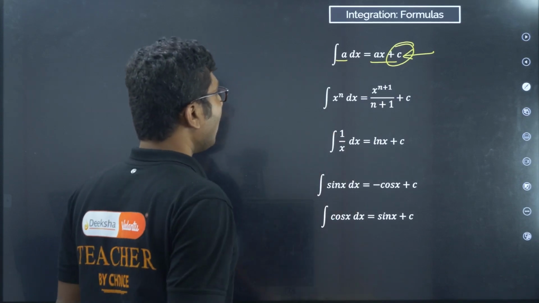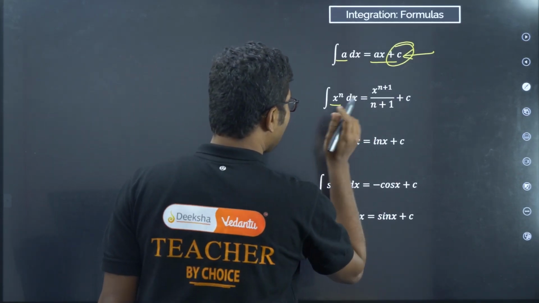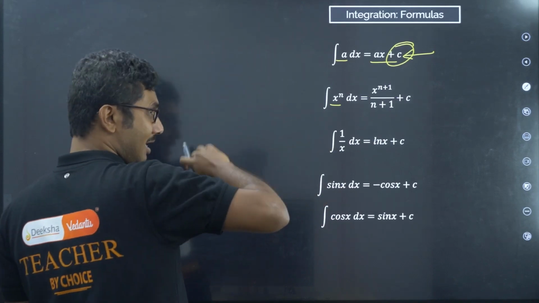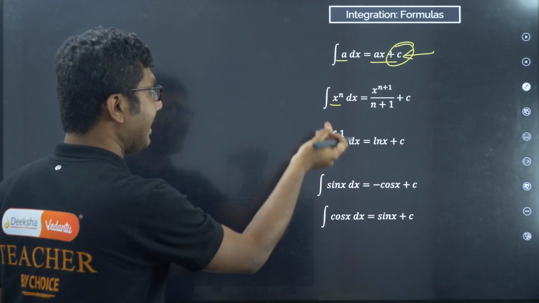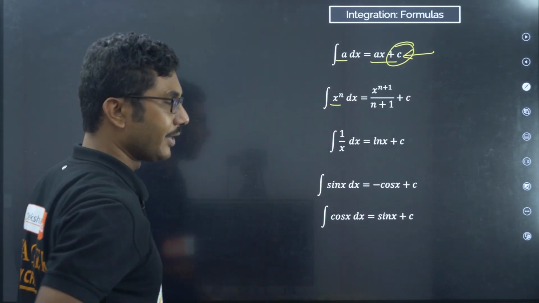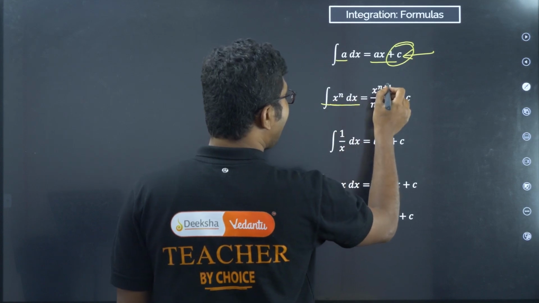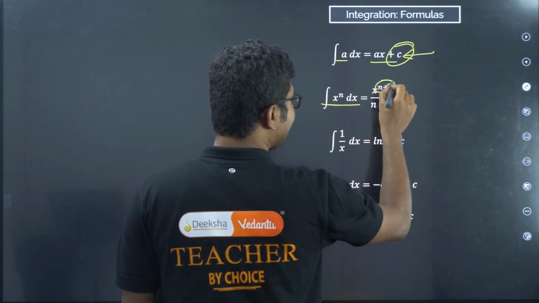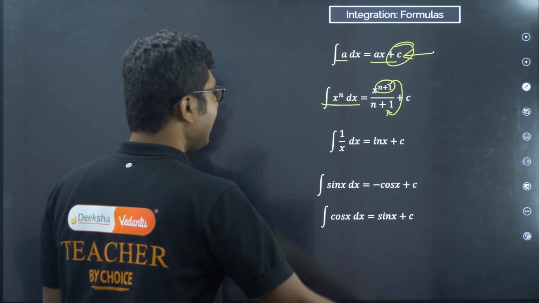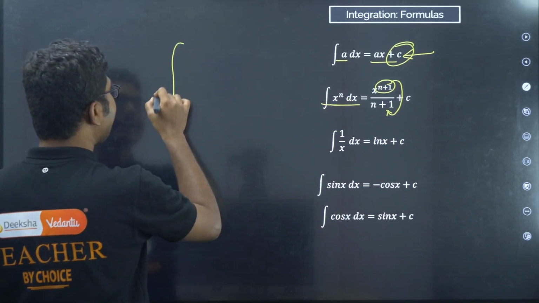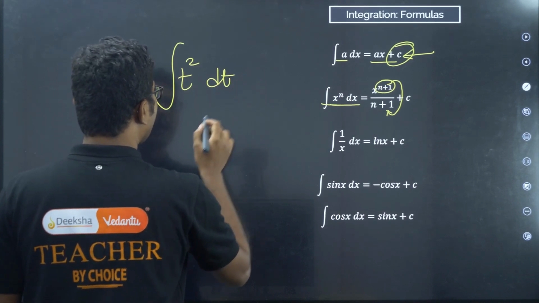Okay. Now, similar to differentiation, when we differentiate x to the power n, we get n times x to the power n minus 1. There the power was reduced and the value multiplied. Here in integration, the power will be increased by 1 and divided by that new value. Okay, remember this. So if we integrate t square with respect to dt, what do you get?